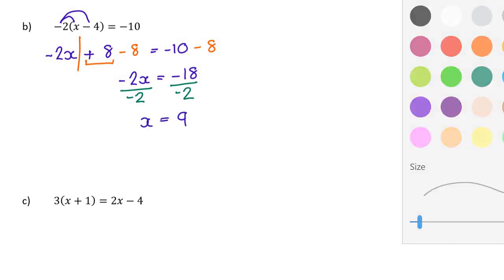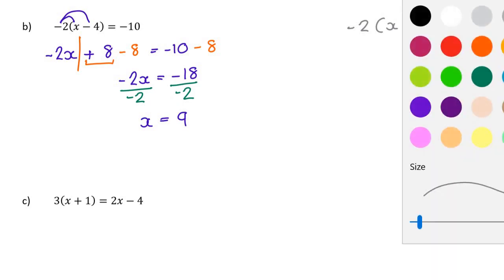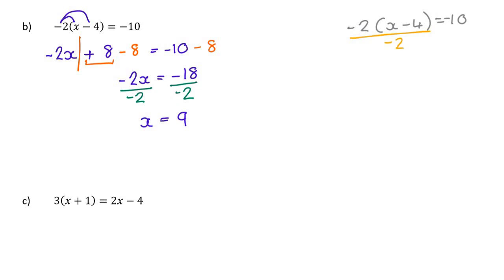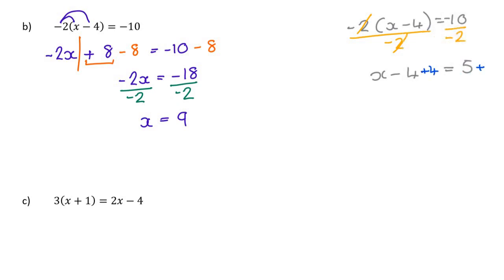Again, here I could have divided by negative 2 first. It doesn't always work out that it is possible, but it is possible here. So I could have divided by negative 2 on this side to get rid of my negative 2, as long as I divide by negative 2 on that side. What that would leave me with is x minus 4 equals minus 10 divided by 2, which is 5. And then I'm going to add 4 to both sides because it was a subtracting 4. So with inverse operations, 5 plus 4 gives me exactly the same answer, 9. Again, I prefer to distribute simply because I know it always works.